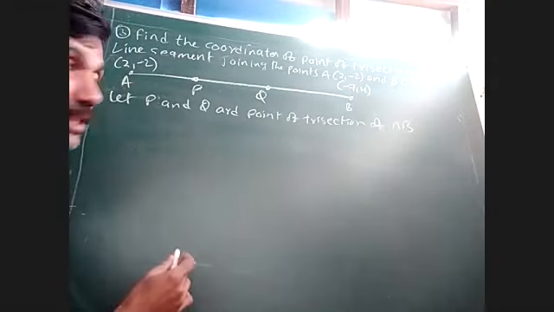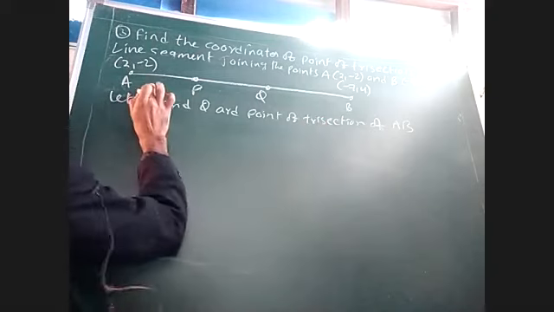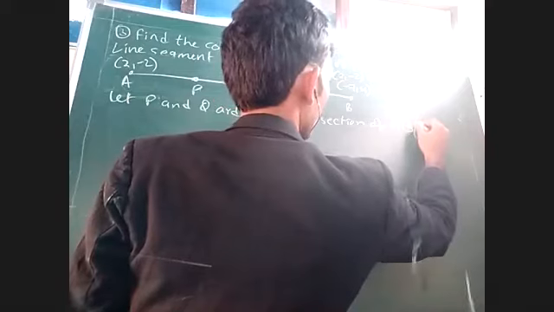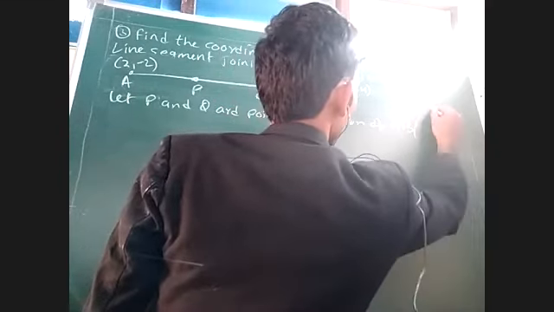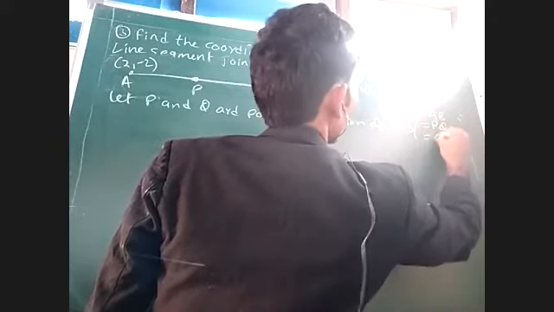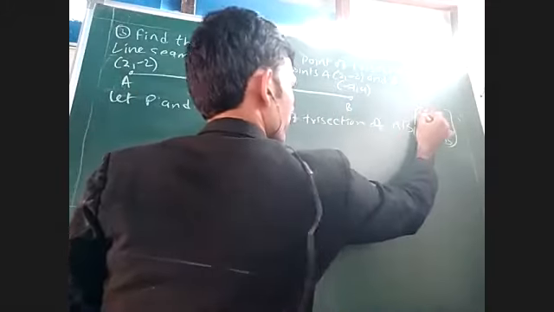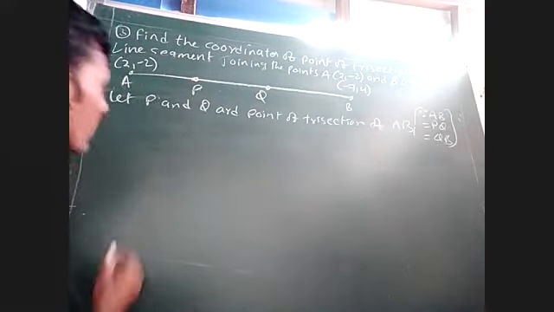Trisection means dividing into 3 equal parts. That means here we can write the condition: AP length, PQ length, QB length are all equal. In brackets you can write, since AP length will be equal to PQ length will be equal to QB length, all these 3 lengths are equal. Then only P and Q are points of trisection.